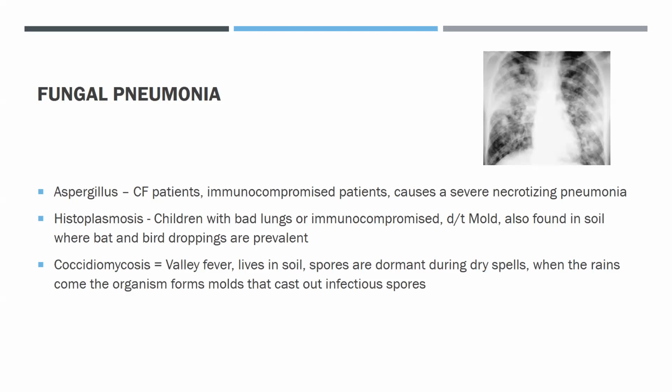Another fungal pneumonia is histoplasmosis, usually found in children with bad lungs, people who are immunocompromised, or people that live around soil that has a lot of bat and bird droppings. Also, with histoplasmosis, you want to extrapolate that. Okay, bat droppings. Who really likes bat droppings? Well, people that go spelunking, because they're in caves where bats live. So your spelunkers might be more prone to having a histoplasmosis infection.